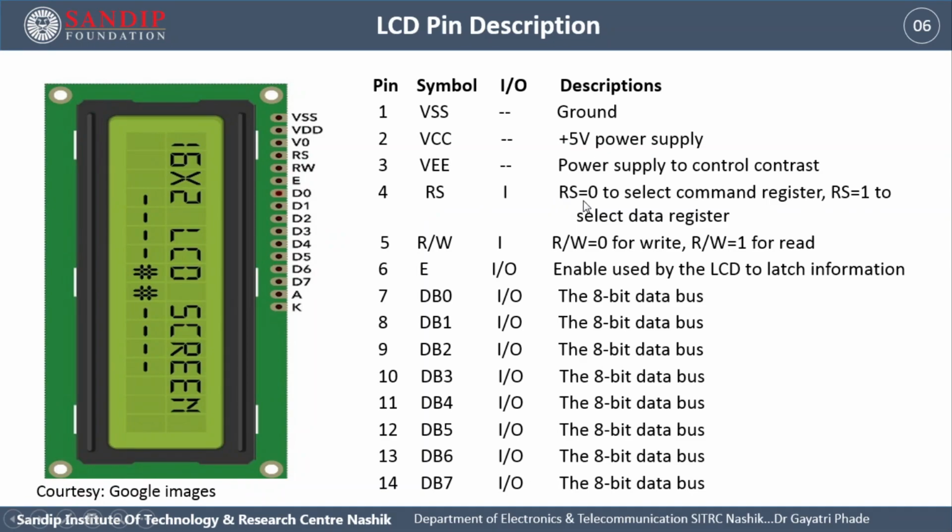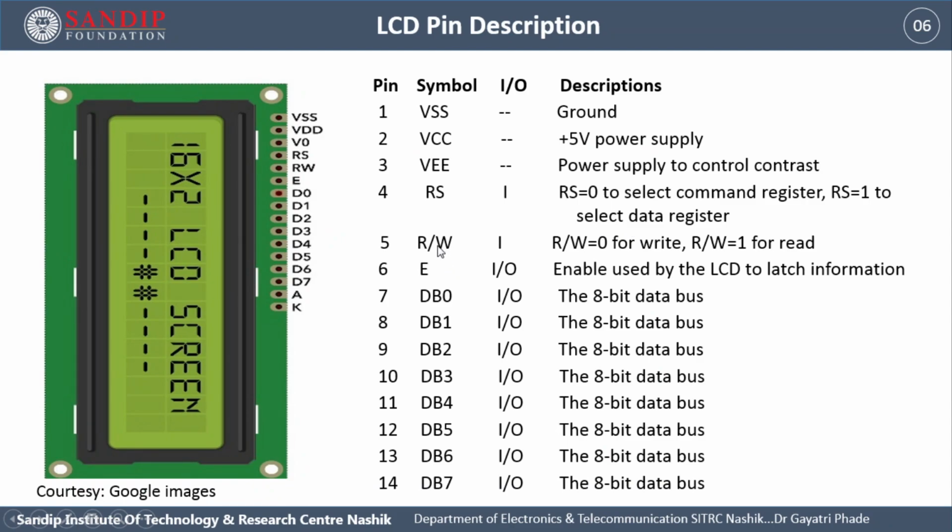RS is the register select pin. When RS is equal to 0, the command register will be selected. When RS is equal to 1, the data register will be selected. So this RS pin is to select the register. We will be sending data and commands to the LCD, and which is selected according to the bit position of this RS. When 0, command; when 1, data.